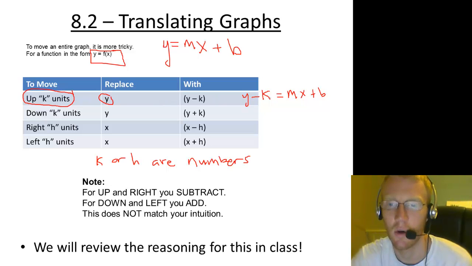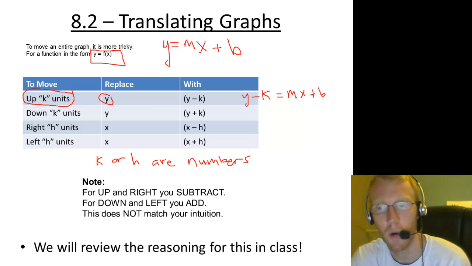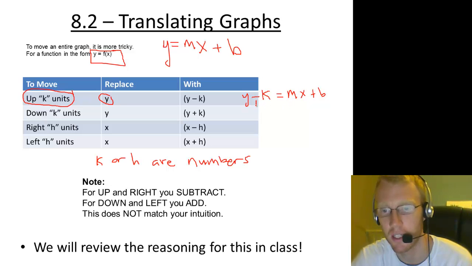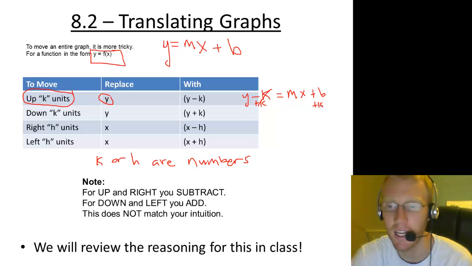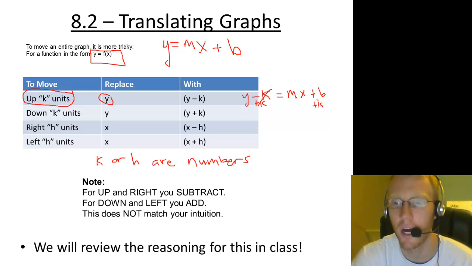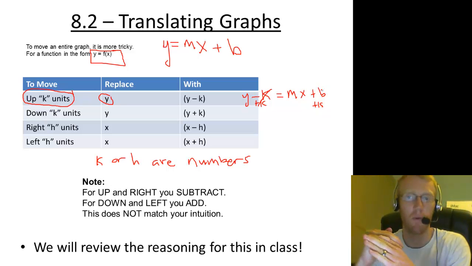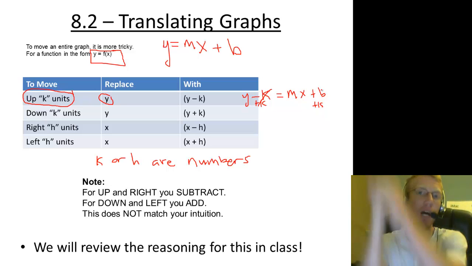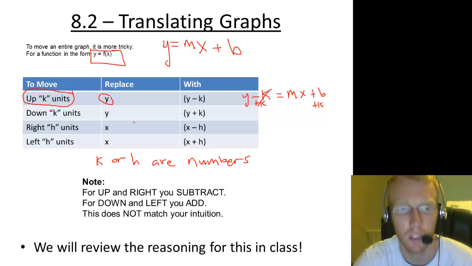This one is okay to see, because if you were to solve for y, you'd have to add k to both sides, so you go plus k. You can see that what you ended up doing was adding the k value to the y-intercept. So whatever your y-intercept was, you added k to both sides, which moved it up. That should match up with your intuition.